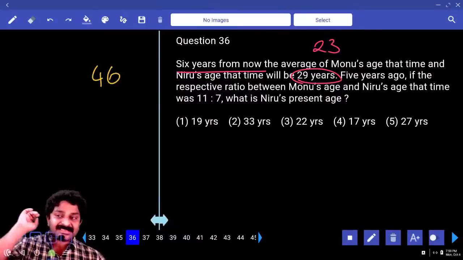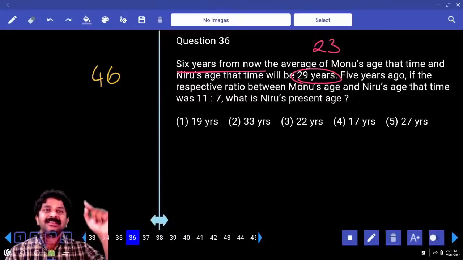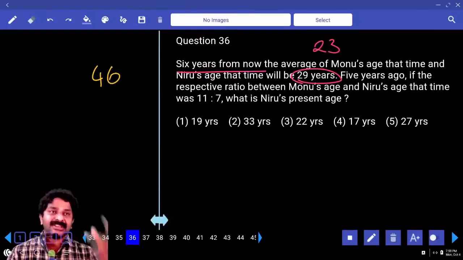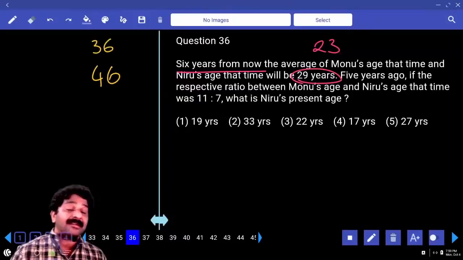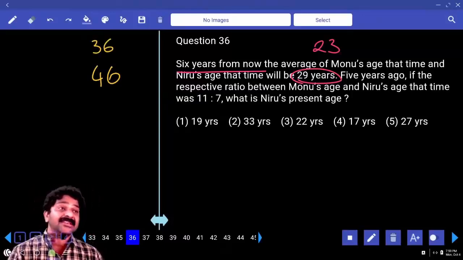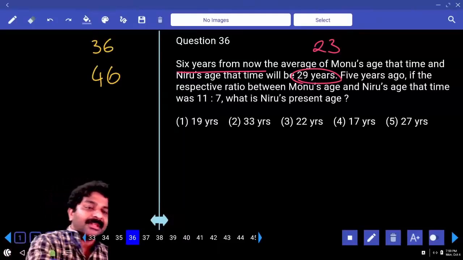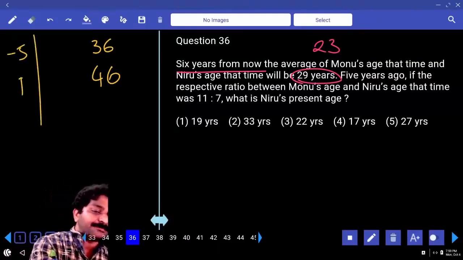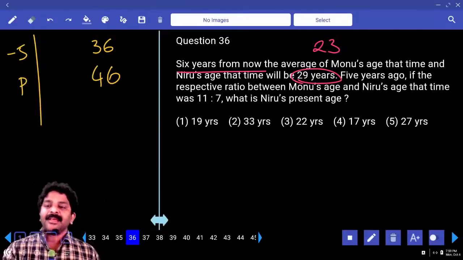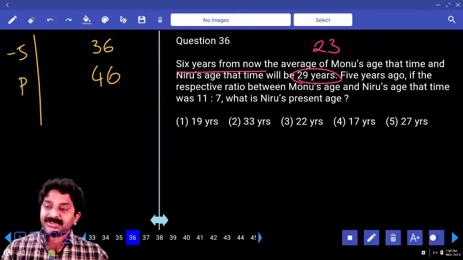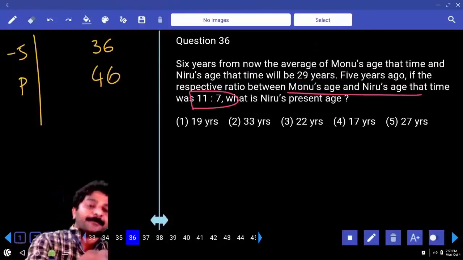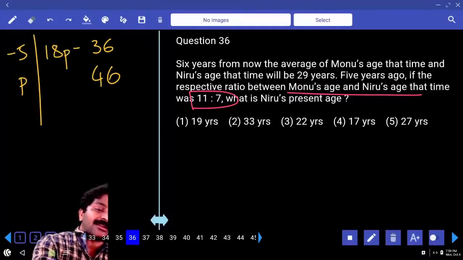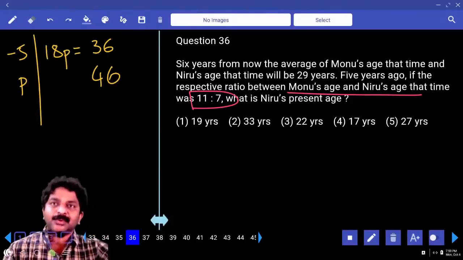Okay. 5 years ago, in the sense, for each of Monu as well as Neeru, we have to subtract 5 years. Together we have to subtract 10 years. Then in the past, the sum of their ages must be equal to 36 only. This was 5 years back and this is present. Is this clear? Right. So 5 years back, you are given a ratio. Monu's age and Neeru's age ratio 11:7. How many parts do we have? 18 parts is equal to 36. Then 1 part is equal to 2.